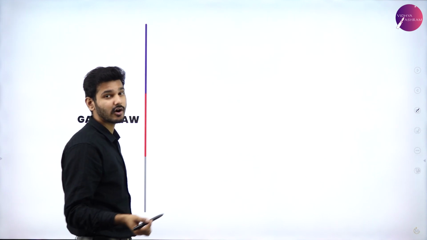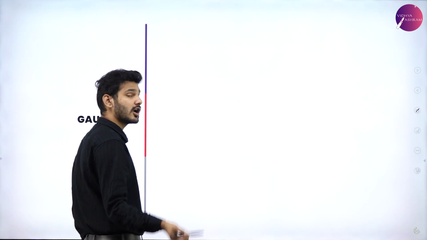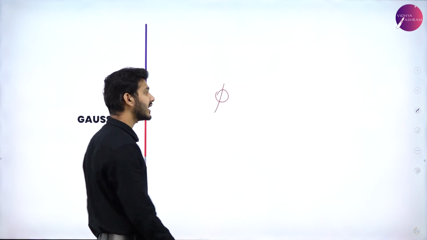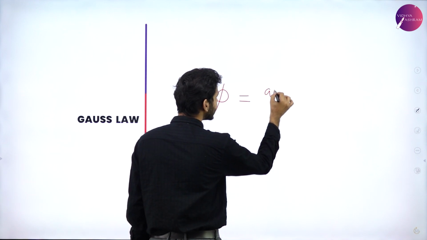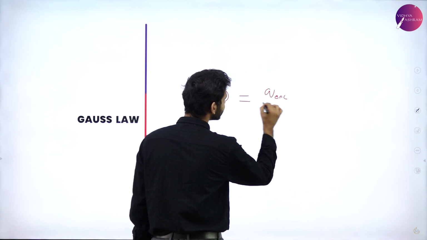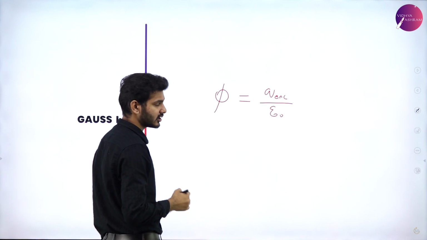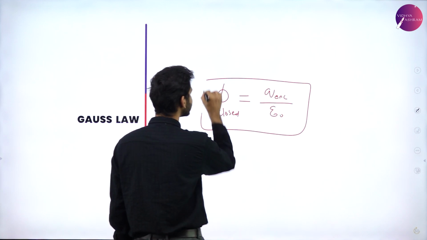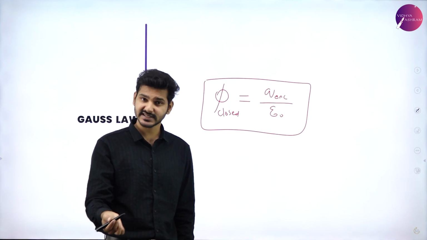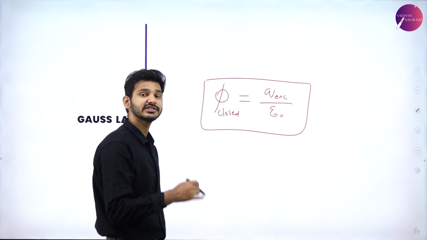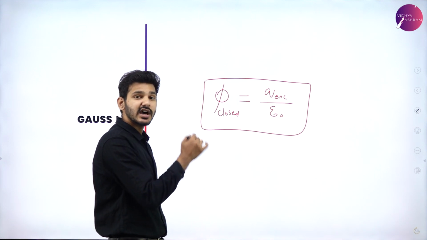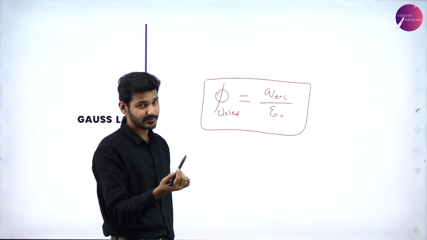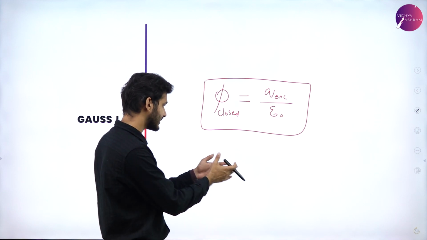And this was stated as a law by a person named Gauss, and this is known as Gauss's law. It states that the electric flux phi will be equal to the net charge enclosed by a surface divided by epsilon naught, and this should be a closed surface. So Gauss's law states that the flux of a closed surface will be equal to the charge enclosed by that surface divided by epsilon naught. And what this actually means and how we can use it will be discussed shortly.